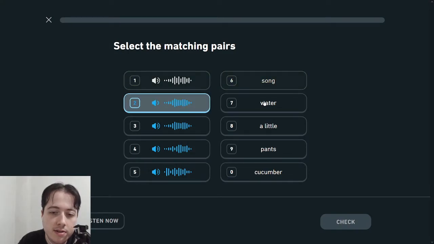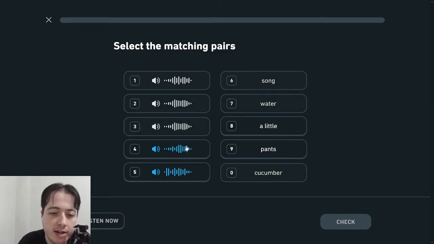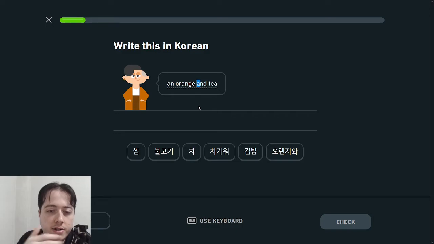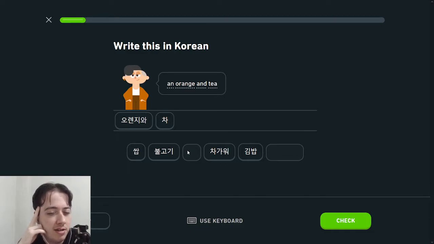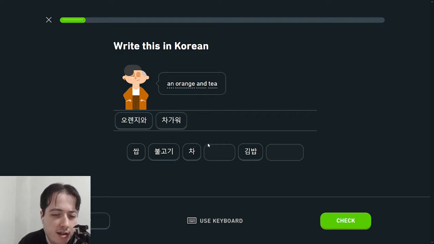오이. Cucumber. 물. Water. 조금. A little. 바지. And an orange and tea. So 오렌지와. 차. Oh, this is 차? 차. Okay, I guess I learned something today. So the J with a cross is sh sound. Sh, 차. Oh, interesting. Wait, 차가워. So sometimes it's 자, and sometimes it's 차. Okay. Interesting.